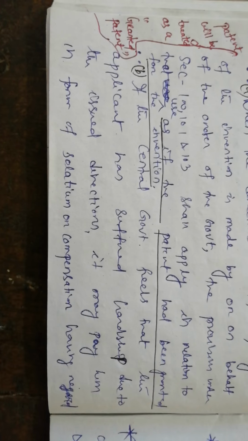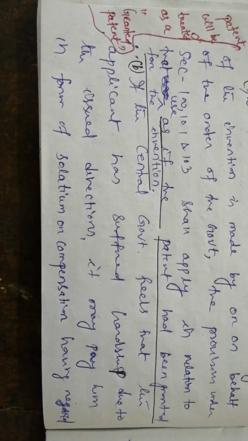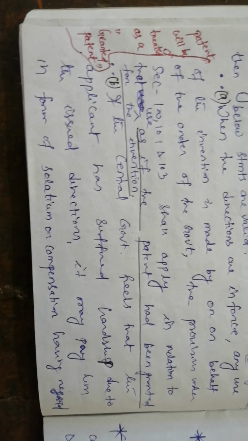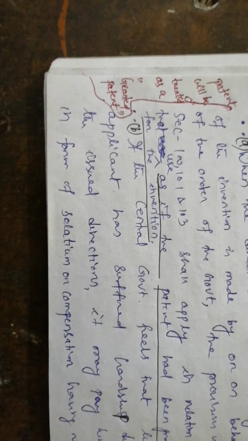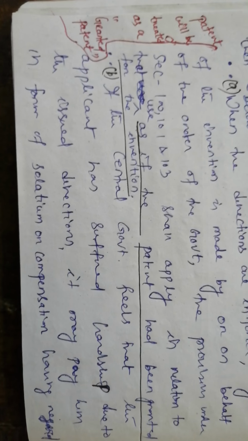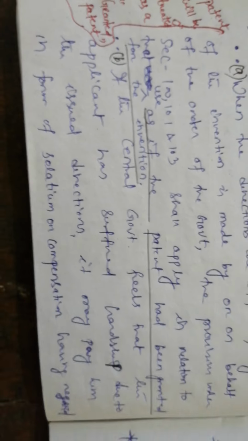If the central government feels that the applicant has suffered hardship due to the issued directions, it may pay him in the form of solatium or compensation, having regard to the novelty and utility of the invention and the purpose for which it is designed, and so on. That means the government here is not so hard. It also cares for the applicant, that if he or she has suffered so much in terms of time and money, then the government will pay him or her in the form of solatium or compensation.